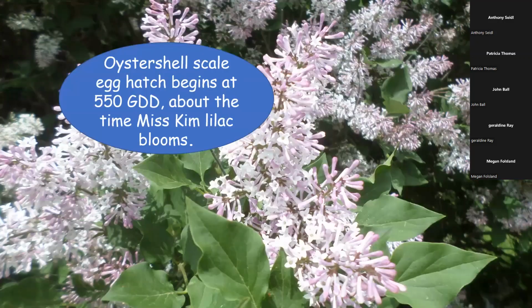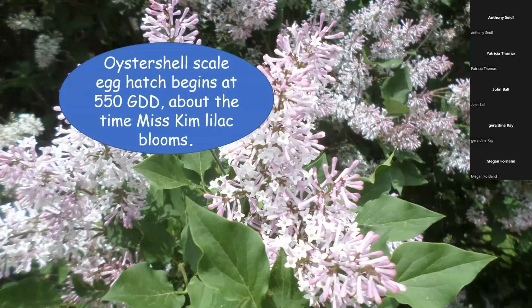Oyster shell scale egg hatch begins at about 550 growing degree days, about the time Miss Kim lilac blooms, which is blooming now, almost finishing bloom in the southeastern part of our state. So we are just entering the window to be treating for oyster shell scale.